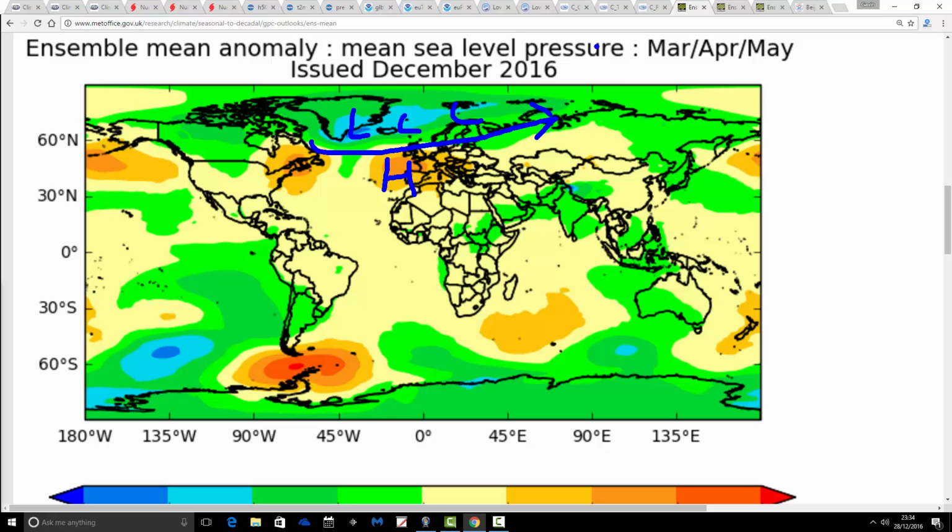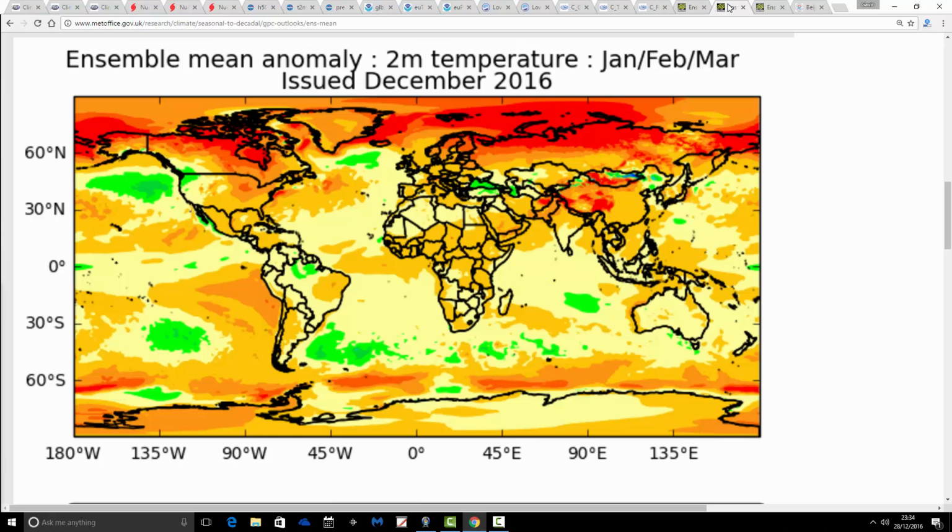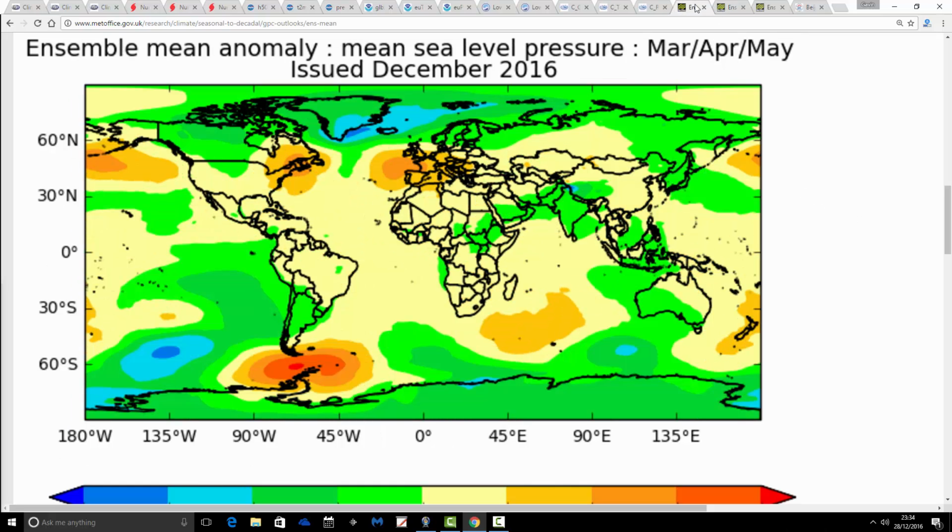So again, it's Atlantic driven, the south would be drier, the north would be wetter, temperatures in theory should be quite mild. Temperature anomalies coming out significantly milder than average across most parts of Europe. British Isles is included. Now that's suggesting January to March.